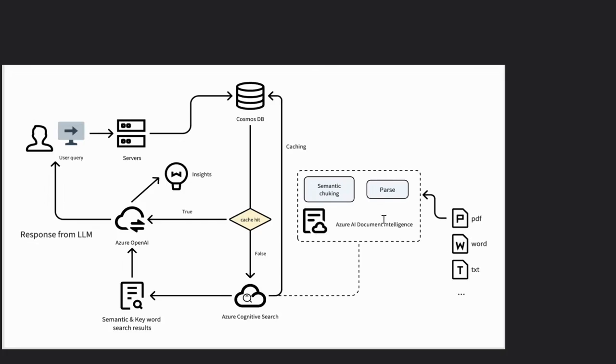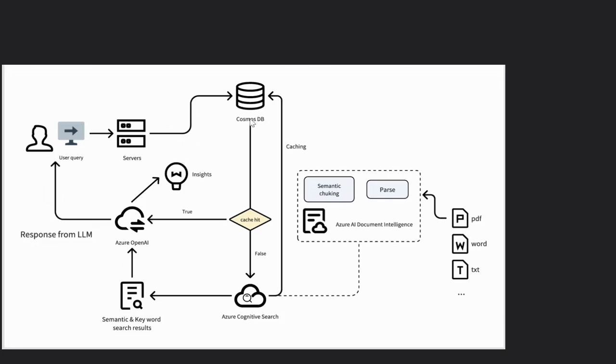So for user query and input, users send queries through the interface. This could be an online web chat. The server is the first stop. It checks whether we can use the cache result to speed up the response.